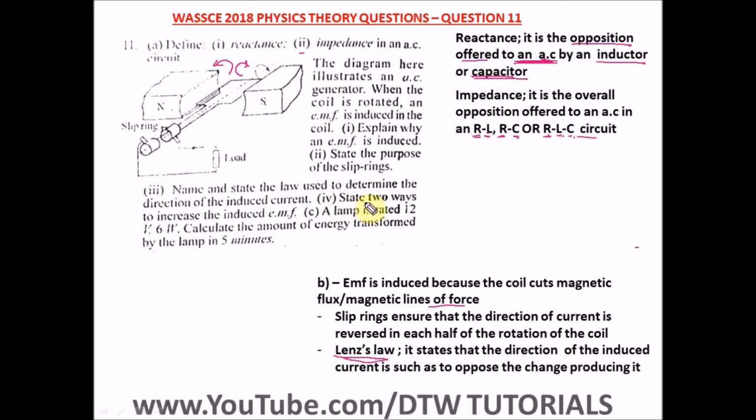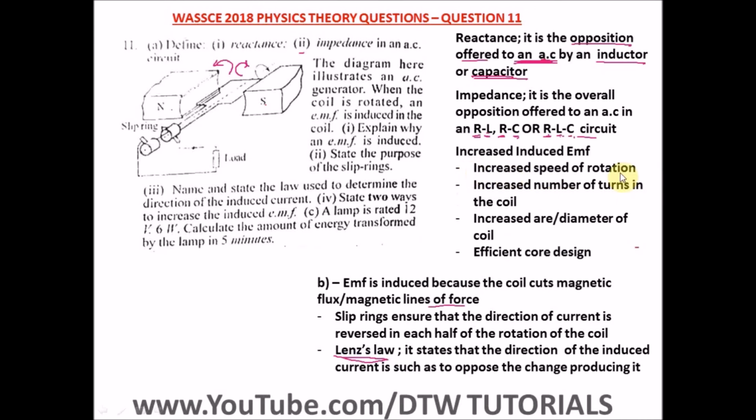Alright, question IV says state two ways to increase the induced EMF. There are several ways to increase induced EMF, like increasing the rotation of the coil, having a stronger magnet, and your core should be laminated. That's having an efficient core design.